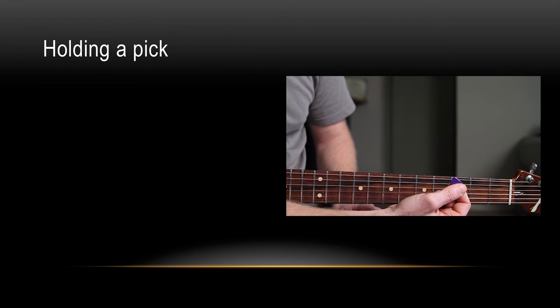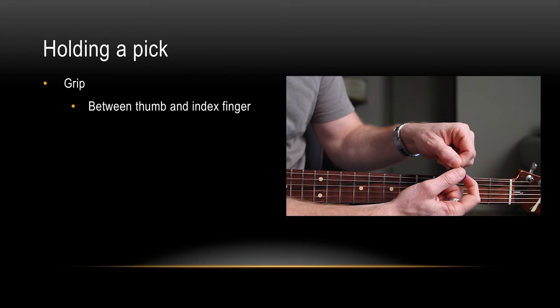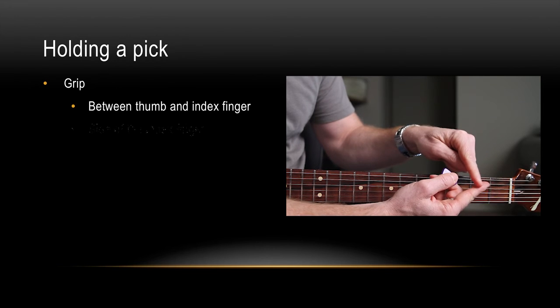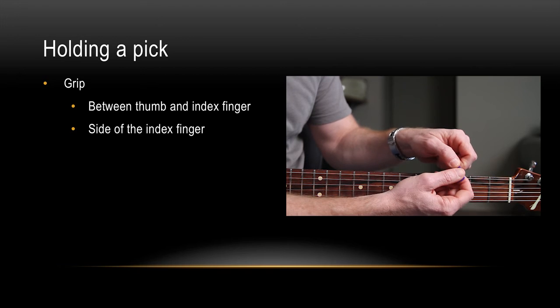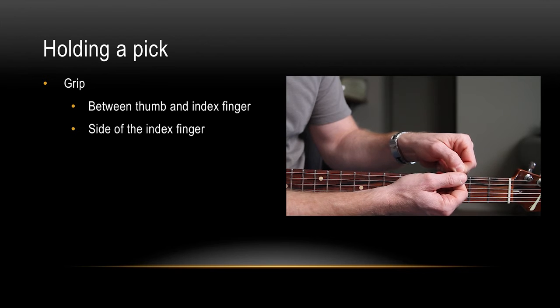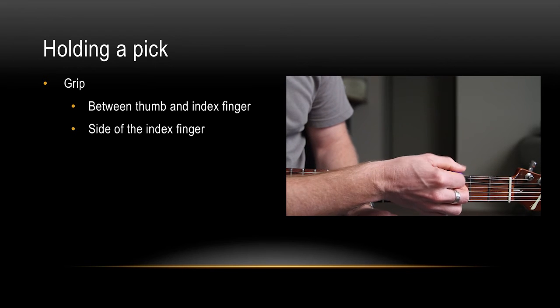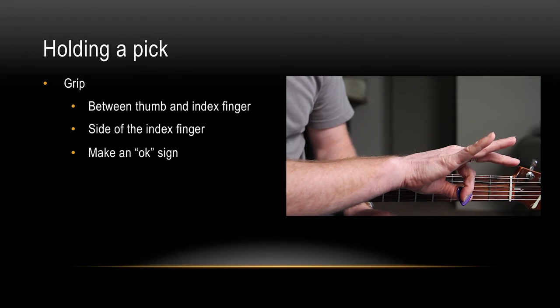The next thing, what I want you to do is hold the pick with the index and the thumb finger to where the index finger is holding the pick on the side of the finger, not the fingerprint portion. The reason why is because that's going to change the angle of the pick that I'm going to show you in a second. So if you're holding the pick correctly, you should be able to hold up the pick and make an OK sign.